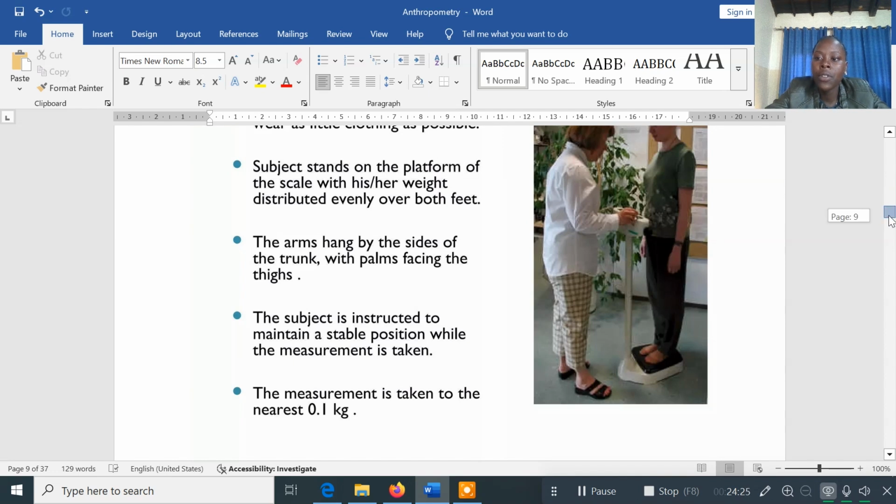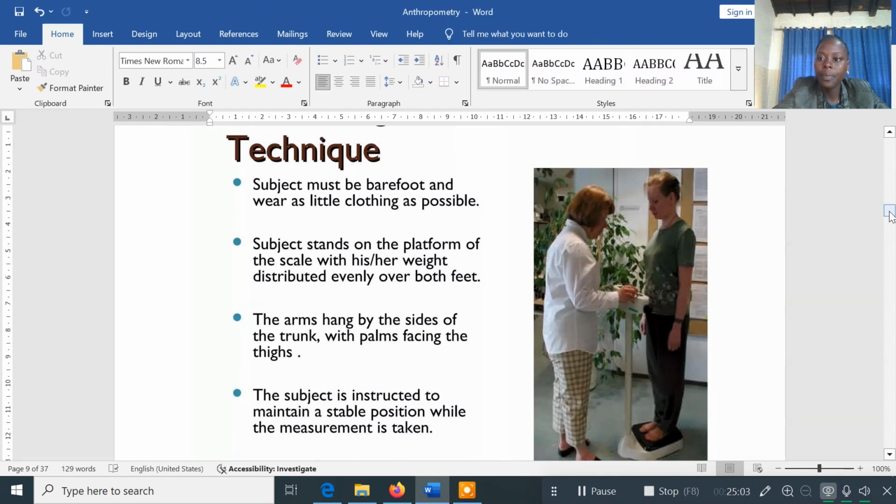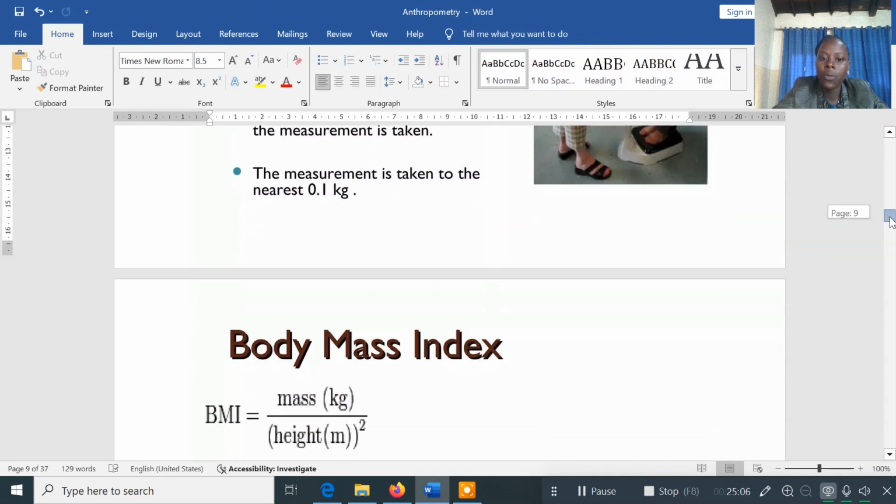So you have this illustration at the side showing a health worker taking the weight of this client. The client is standing erect. Weight is evenly distributed on the feet. The client has stabilized their posture. Palms are hanging freely, okay, and they are in light clothing and barefooted. So from there you can read off their weight to the nearest 0.1 kilograms. Are we okay with that? Hopefully we are. So we are going to proceed. So that is measurement of weight.